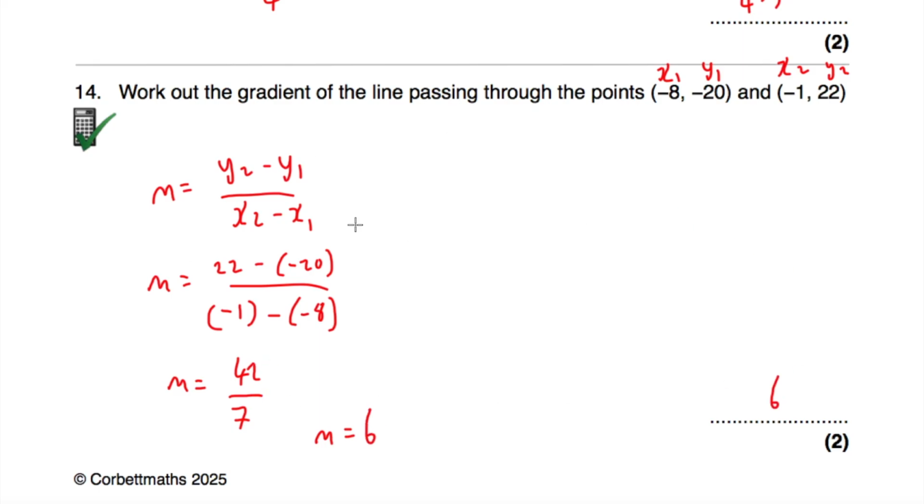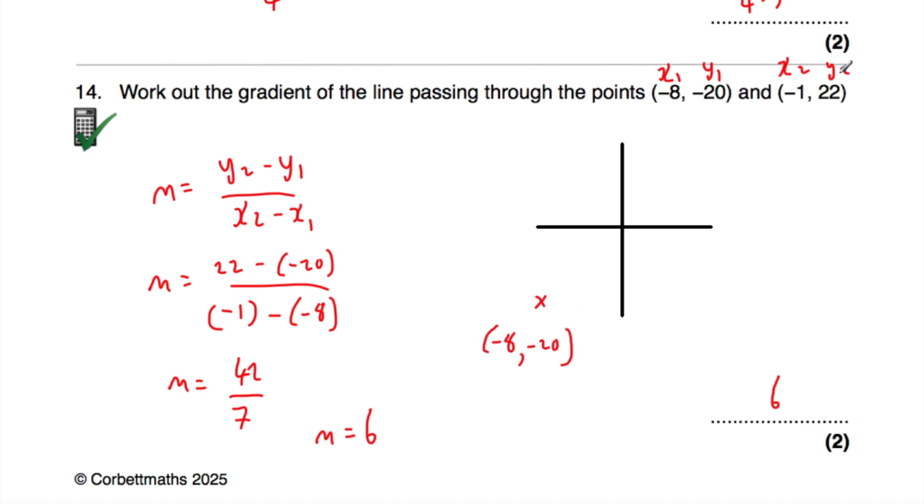And again, instead of using the formula, we could just do a sketch, like so. We've got our x-axis and our y-axis. I'm just going to move them slightly so it's a bit more central. The first point was -8, -20. So -8 would be across there somewhere, and -20 would be down there. So that's the first point, -8, -20.